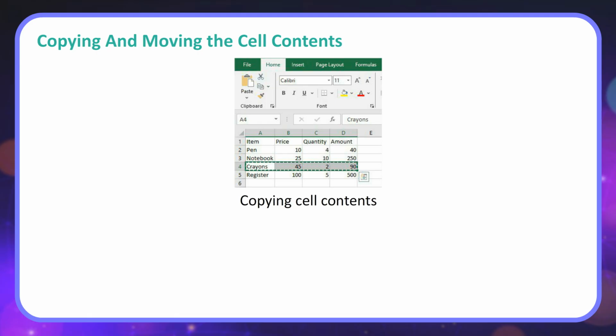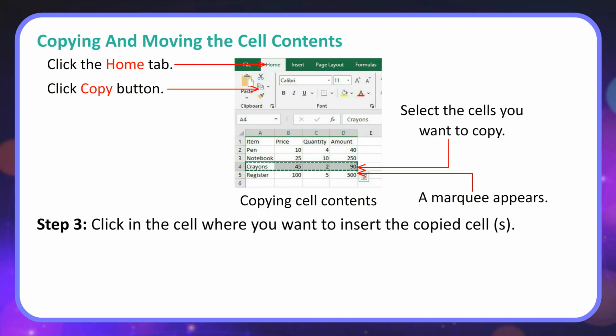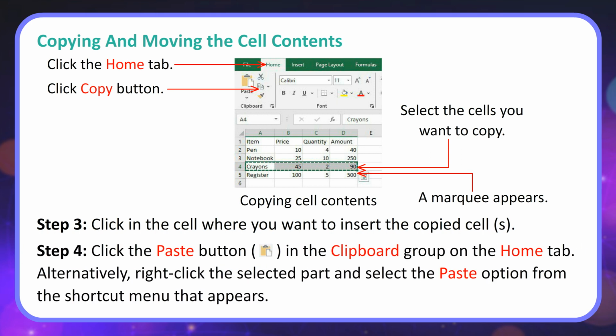Copying cell contents. Click the Home tab. Click Copy button. Select the cells you want to copy. A marquee appears. Step 3. Click in the cell where you want to insert the copied cells. Step 4. Click the Paste button in the clipboard group on the Home tab.